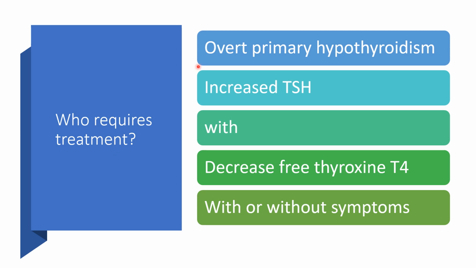People that must be treated will include overt primary hypothyroidism. People with increased TSH with decreased T4, with or without symptoms. Remember the debate on subclinical hypothyroidism. Pause and go back.